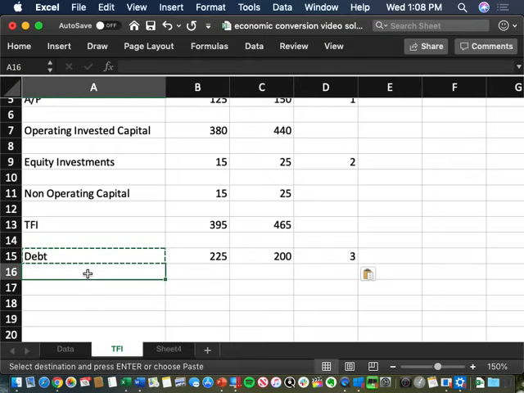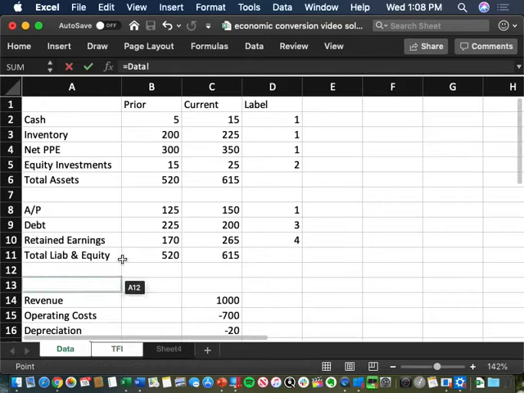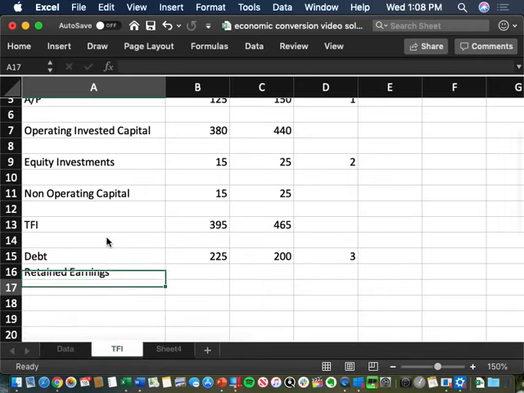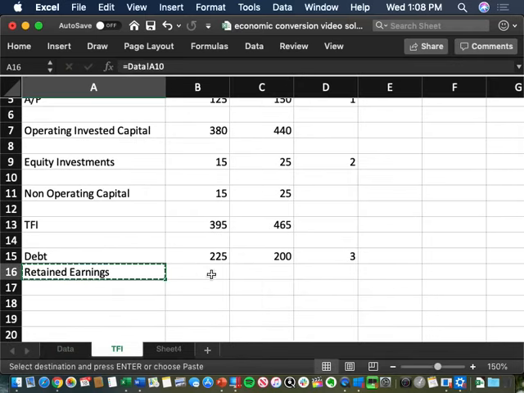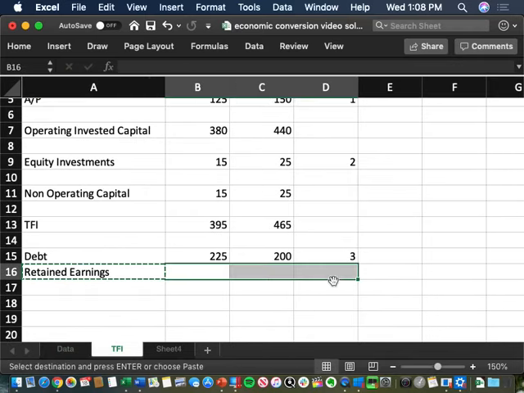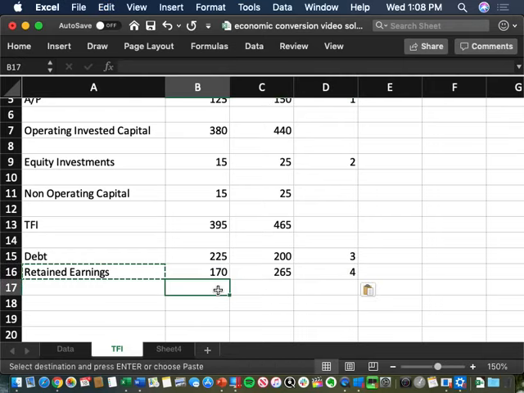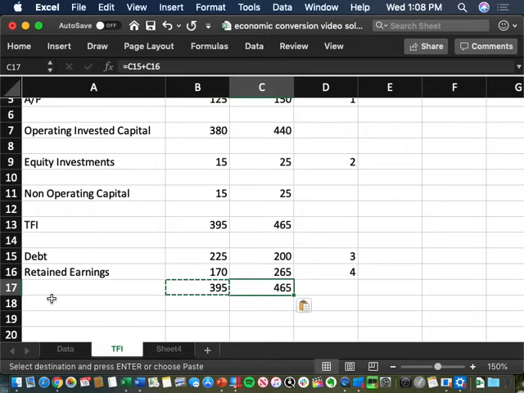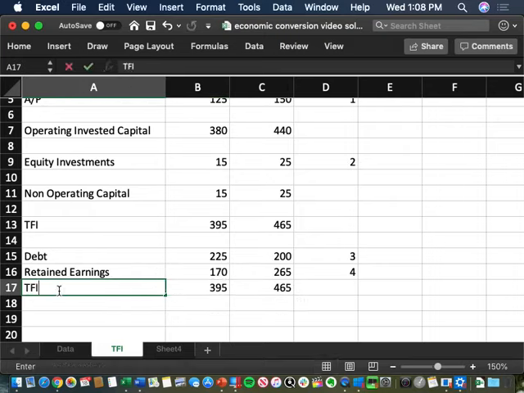Finally, equity equals any of my 4s. The only 4 I have is retained earnings. Add up my 3s and 4s. 395, 465. TFI, TFI. This, by the way, is what I mean by a balancing statement.